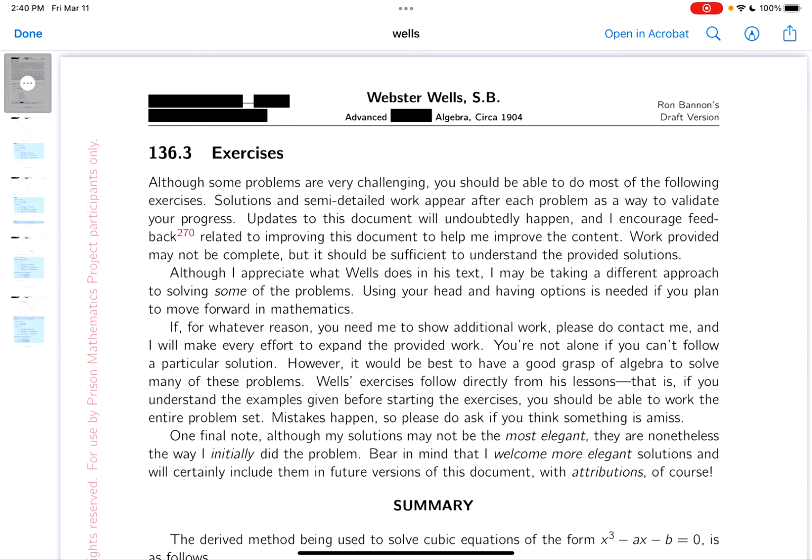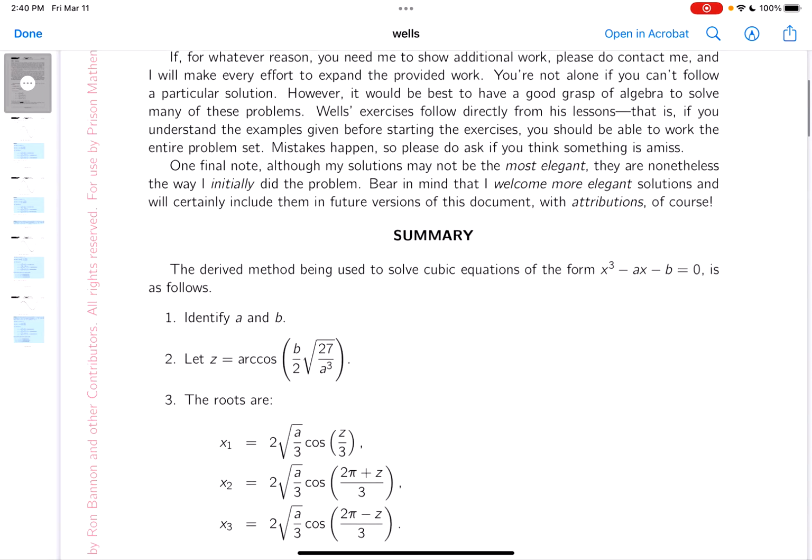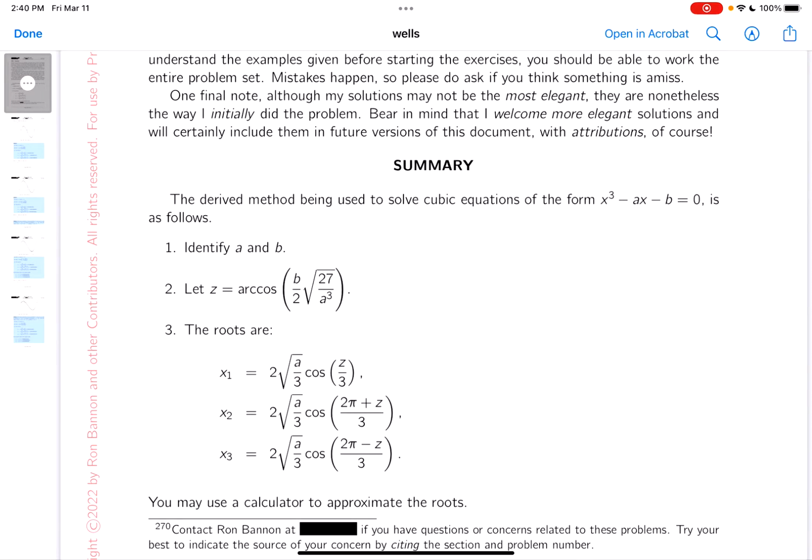Okay, 136.3, exercises. Up front, I give you the summary, what was derived in this section, and you should probably have access to that when you're doing the problems, have it written down somewhere. So when you're looking at the problems, you know what to do. I don't think a teacher would ask you to memorize this. They might entertain the idea of being able to derive the formula, but memorizing it, I don't think it's a good idea. All right? So let's look at the problems.